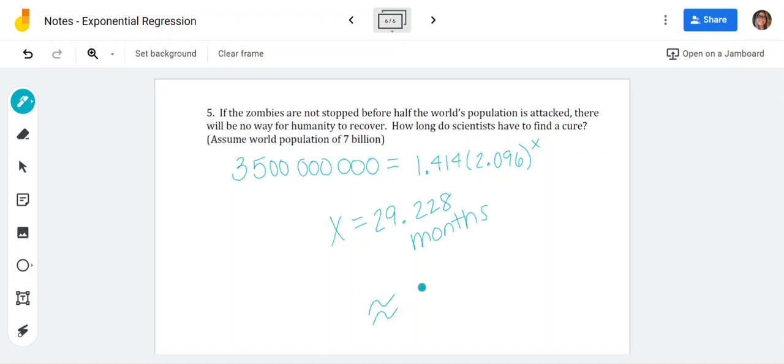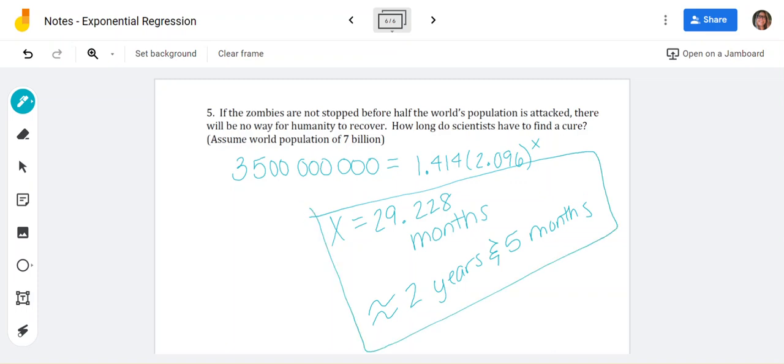So that's approximately 2 years and 5 months that the scientists have to find the antidote for the zombie venom and save the world.